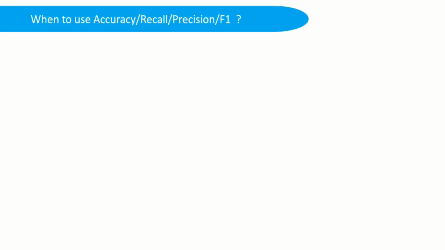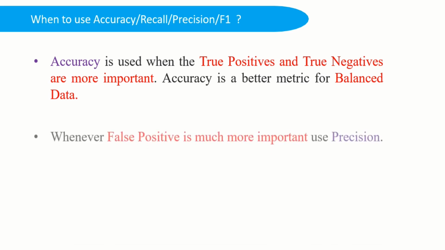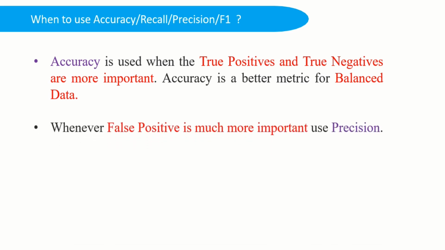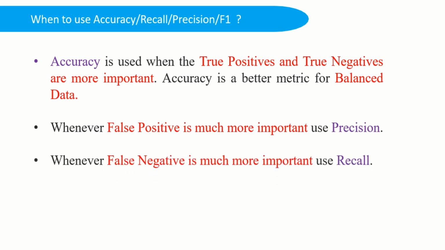And you might be having this confusion about when to use accuracy, recall, precision or F1 score. Let me narrow it down. Accuracy is used when the true positives and true negatives are more important, meaning accuracy is a better metric for balanced data. And whenever false positives are much more important, we use precision. Similarly, whenever false negatives are much more important, then we use recall.